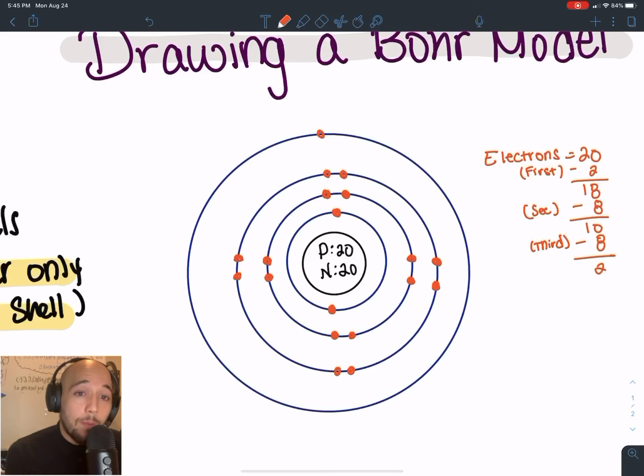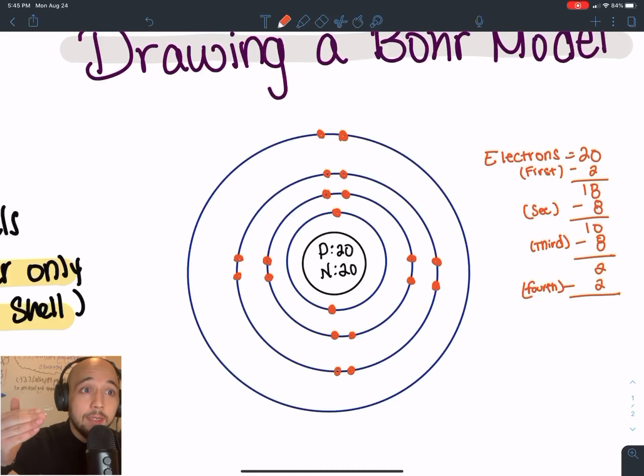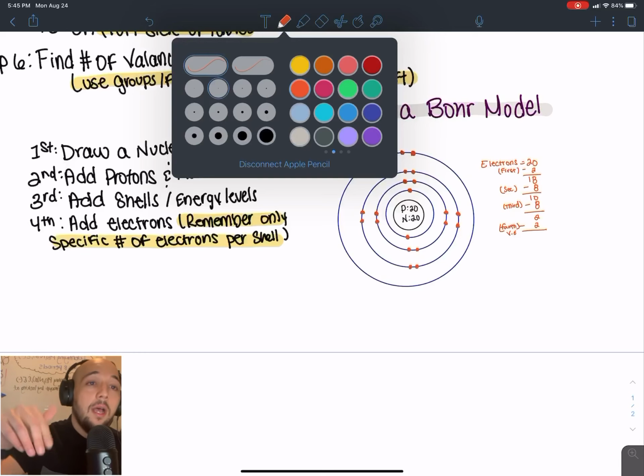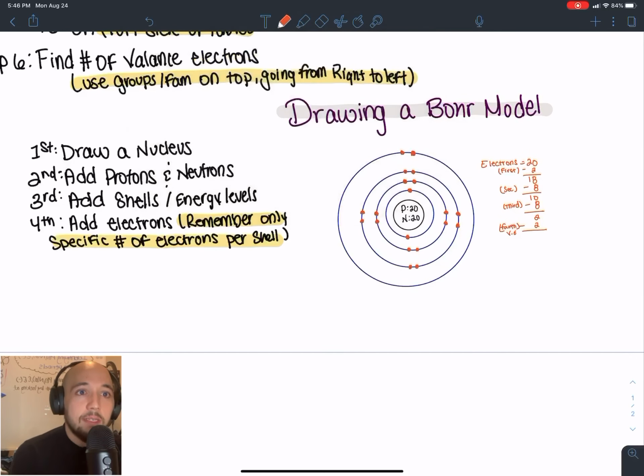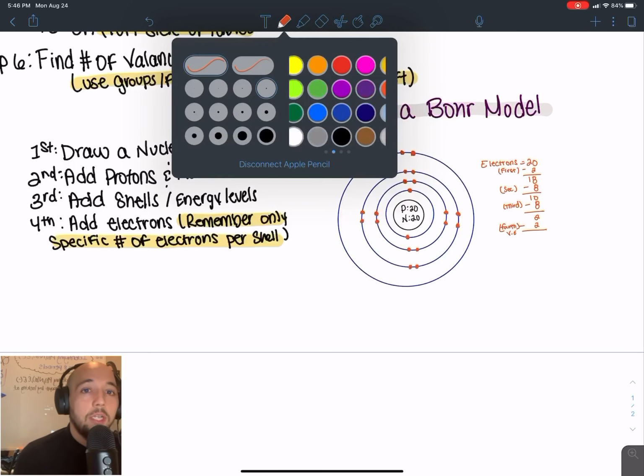Something that I like to do and we should have done is start off at the end, put the 2 at the end, subtract them from the total of the 20, and then start with the first one. That way you work your way from the last one, which we already know has, because we can figure out the number of valence electrons, and then work our way from the first one to the second one to the third one. That way it's a bit less confusing. Either way, it can work either way, but I just like to do that.